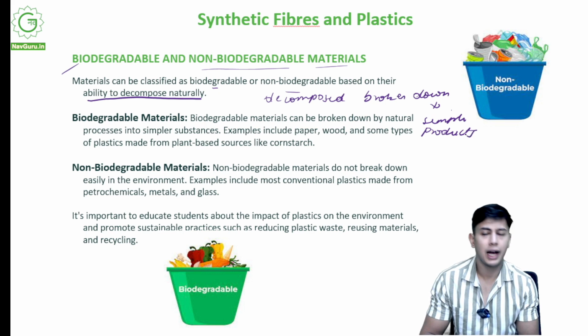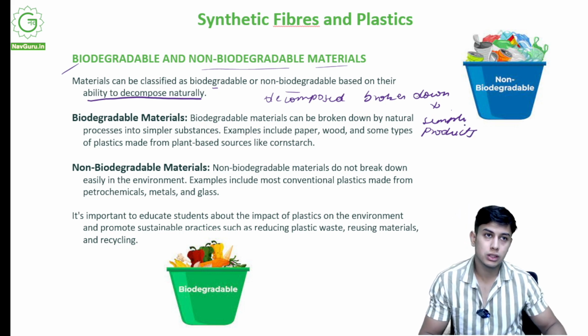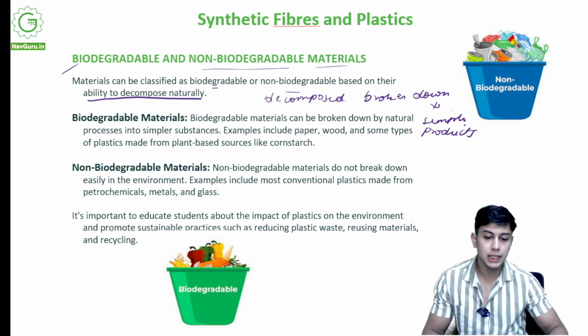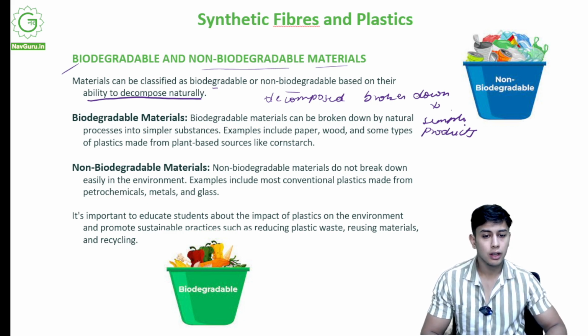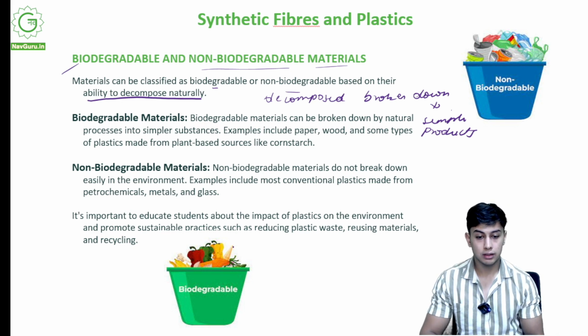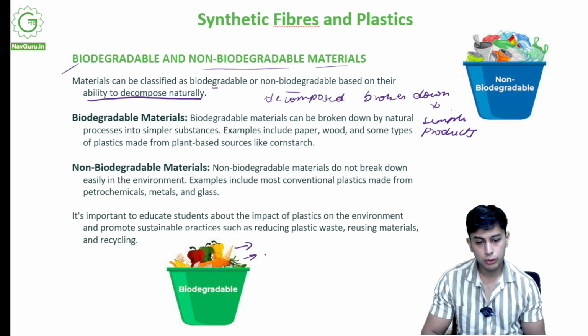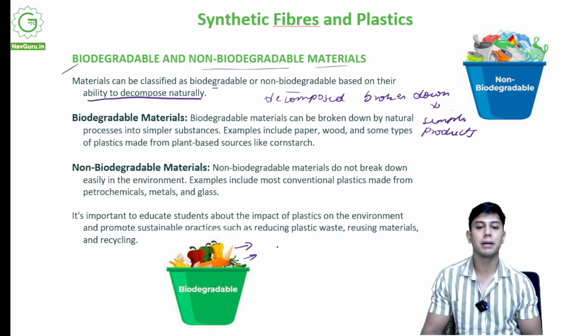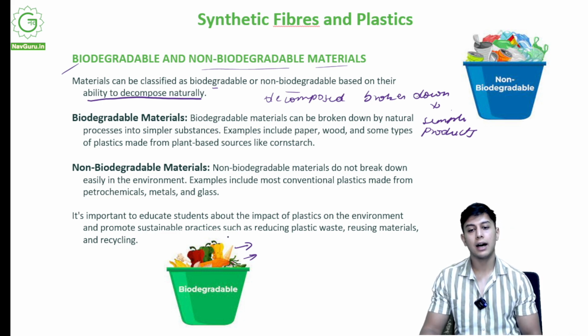For example, I have thrown fruit or vegetable peels on the ground, on soil. After a while the environment will break down that fruit peel or any biodegradable material into simple forms so that it can be absorbed by the earth, or eaten by ants or anything. So these things that can be broken down easily are biodegradable.